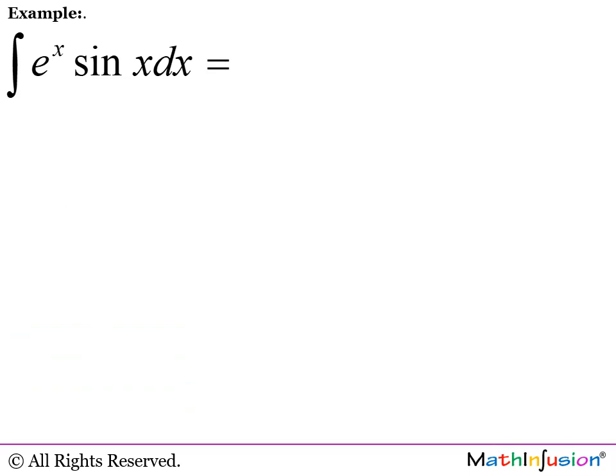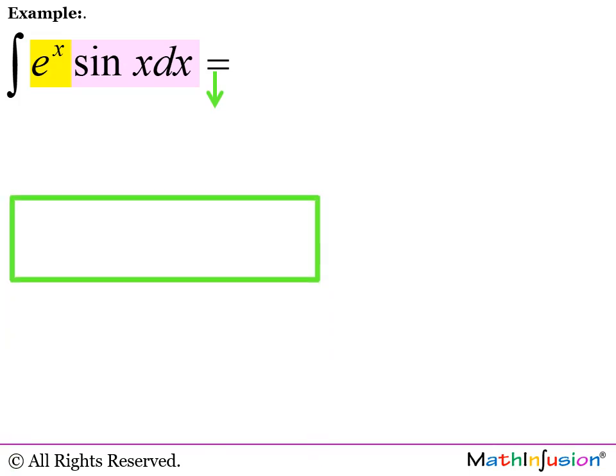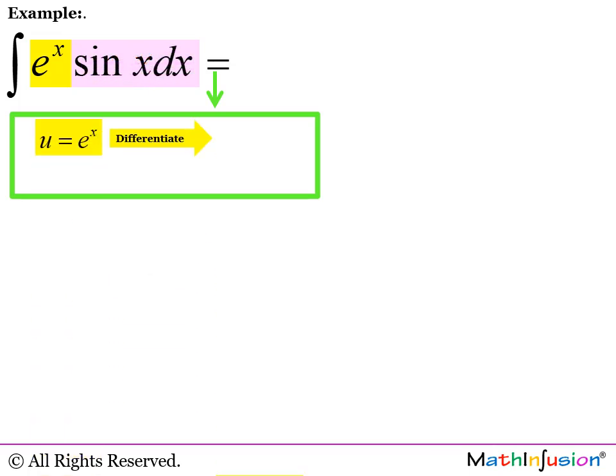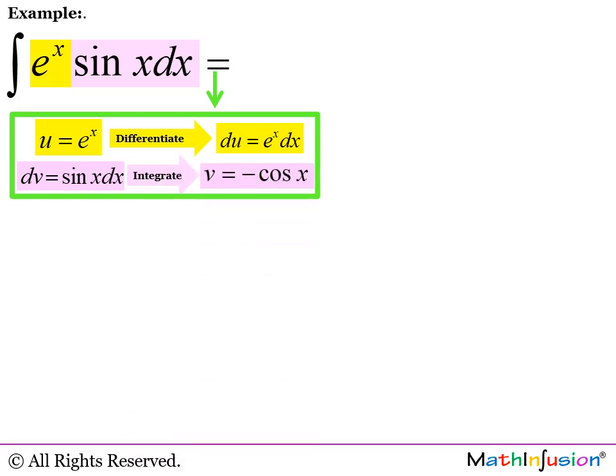Here is a product of two loopy functions. This is loopy, and this is loopy. So it really doesn't matter which one you take as the u and the dv, but I'm going to take u to be e to the x. So the differential of u is e to the x dx. And here we have this one. So take the antiderivative and you get that v equals negative cosine x.